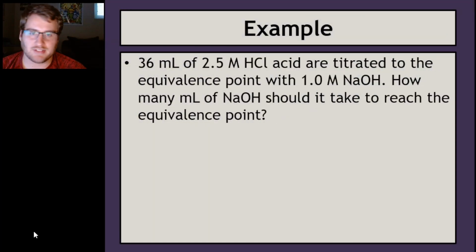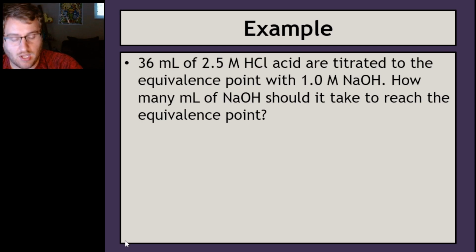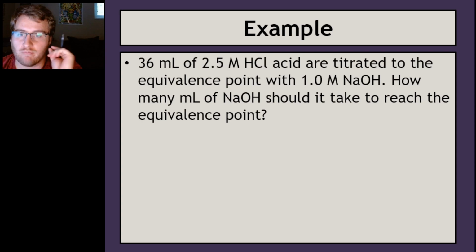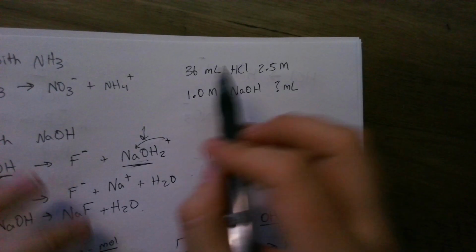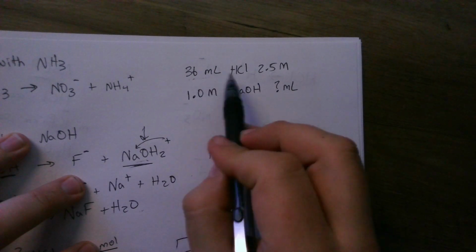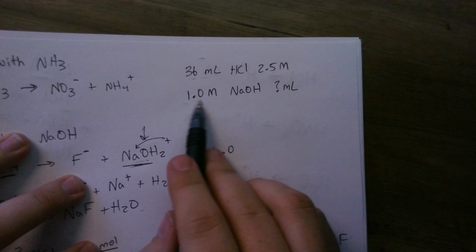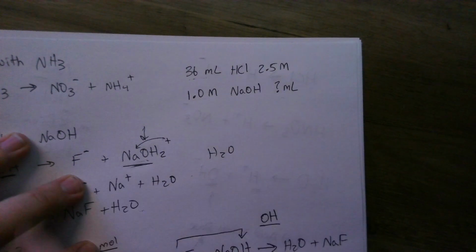Which brings us to our last problem. Okay. I have 36 milliliters of acid, and this time I know how strong my acid is. So I have both pieces of info about that hydrochloric acid, and it is titrated to the equivalence point. So we have the same moles of acid and base at the equivalence point, with 1.0 molar NaOH. How many milliliters of NaOH should it take to reach that point? So this time, I know how much acid, I know its strength. My base, I know its strength, I don't know how much I have.